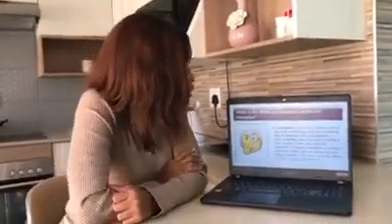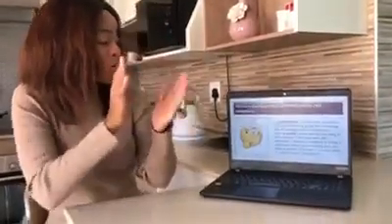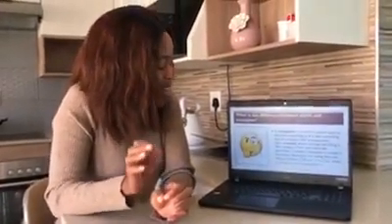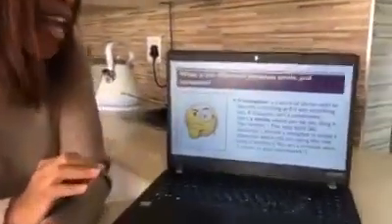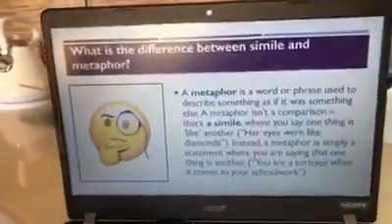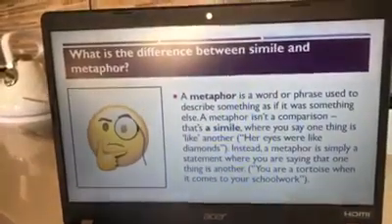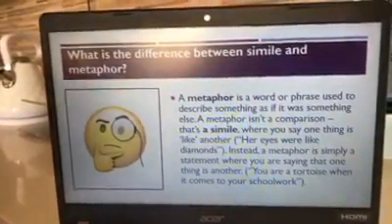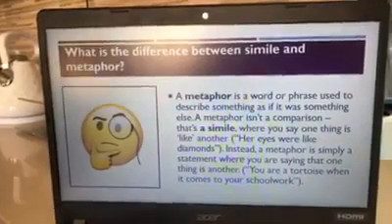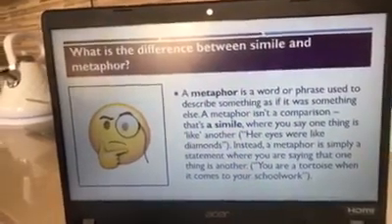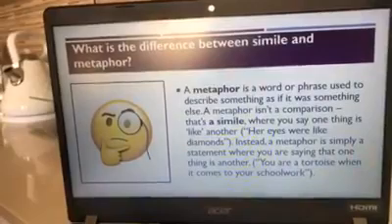What is the difference between simile and metaphor? A metaphor is a word or phrase used to describe something as if it was something else. A metaphor isn't a comparison using like. That is a simile, where you say one thing is like another. Her eyes were like diamonds. Instead, a metaphor is simply a statement where you are saying that one thing is another.